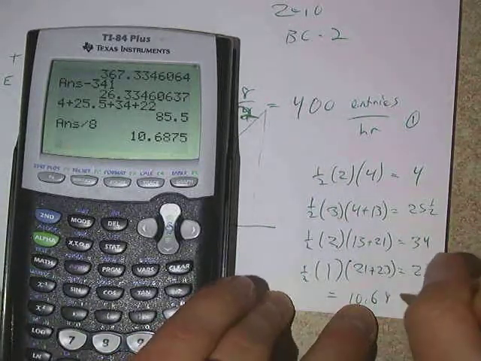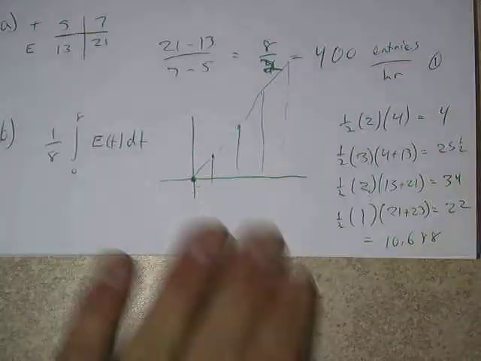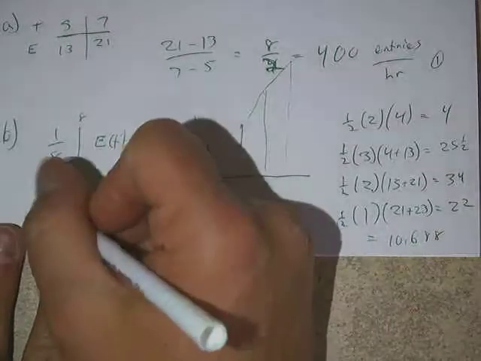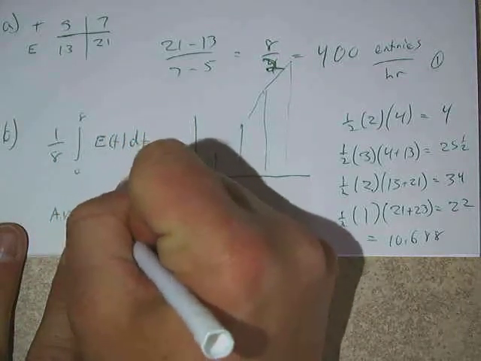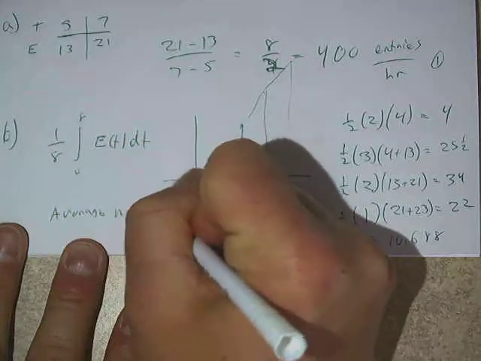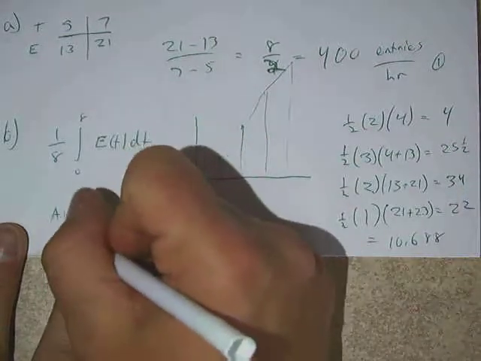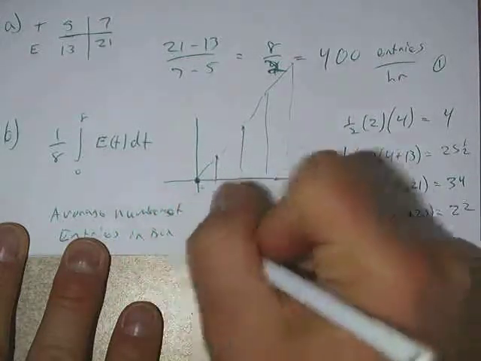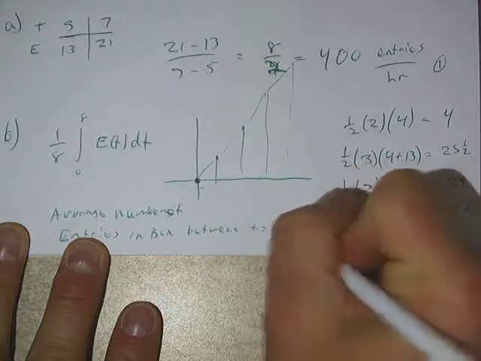And so if we add all those up, and keep in mind this is a calculator problem, so you don't actually have to do all that by hand, even though it's just pretty simple arithmetic for the most part. But if we add that all up, we get 4 plus 25.5 plus 34 plus 22. And keep in mind though that that's just the integral part. We need to multiply that by the 1/8 to get our average value. So we get 10.688 would be the numerical answer here.